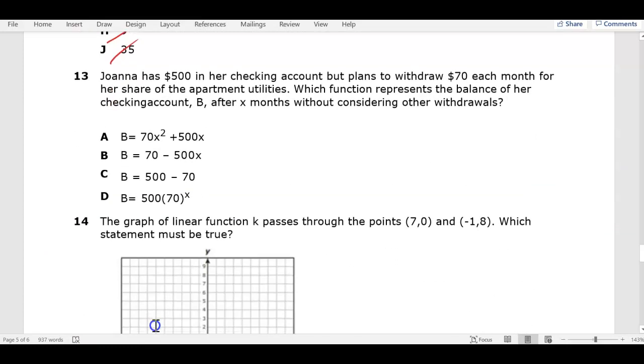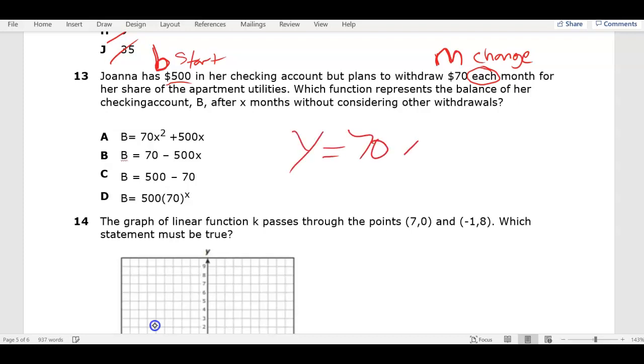Cool. 13, Joanna had $500 in her checking account, plans to withdraw $70 each month. There's a changing word. Each, every, okay? Changing amounts are M, slope. $500 is what she started with. Okay, when you start with something, that's your B value. Okay, so Y equals 70x plus 500.